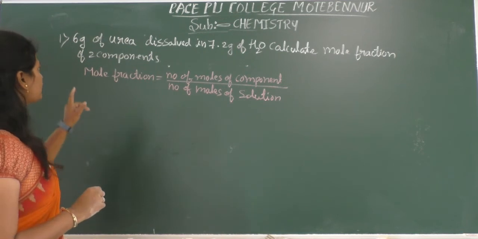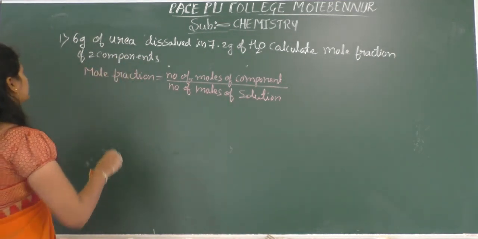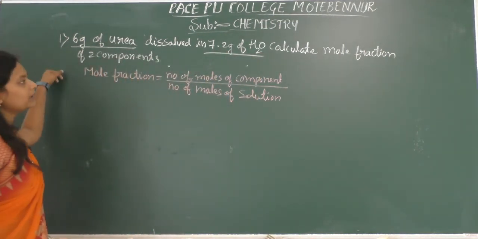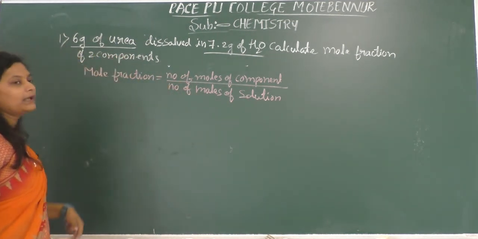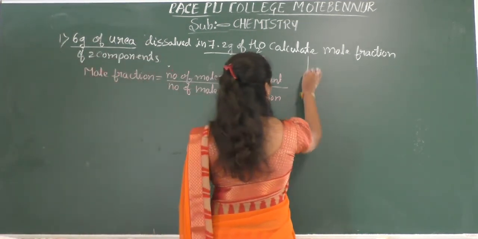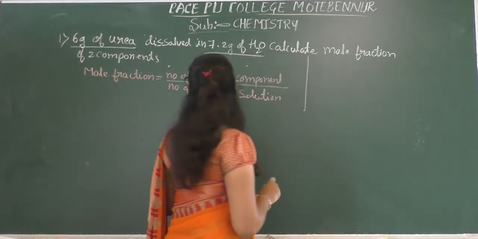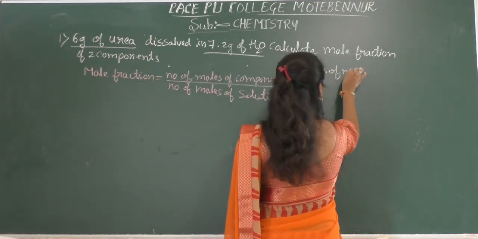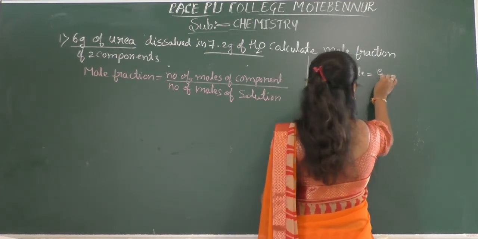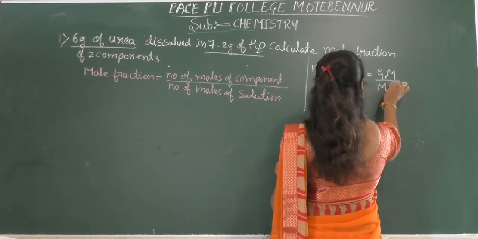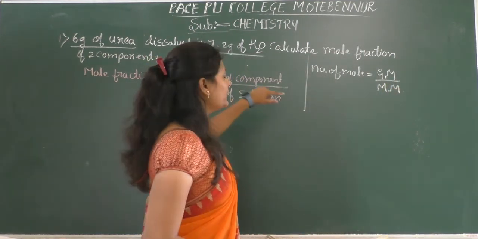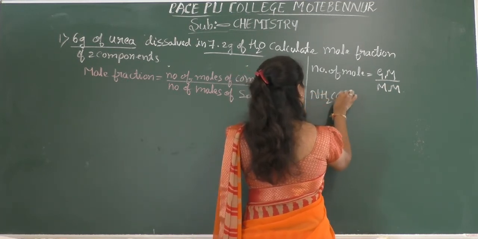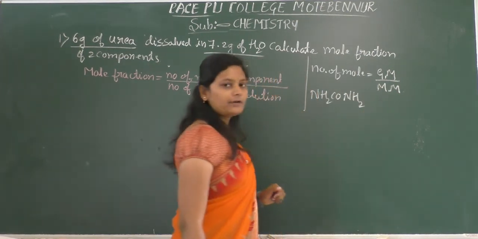So here we have to calculate the mole fraction of two components, but here the mass is given in terms of grams. Okay, so now we have to convert this in terms of moles, then we have to calculate the mole fraction. So here we already know the conversion of mass to mole, that is nothing but the number of moles is equal to given mass divided by molar mass. Okay, so for urea, the formula for urea is NH2CONH2. So this is the molecular formula of urea.